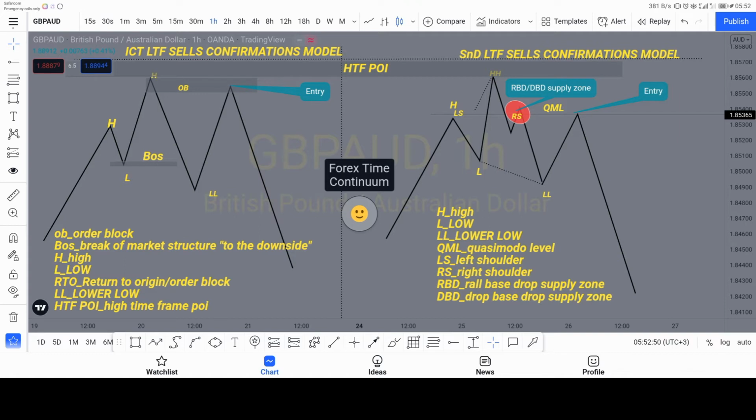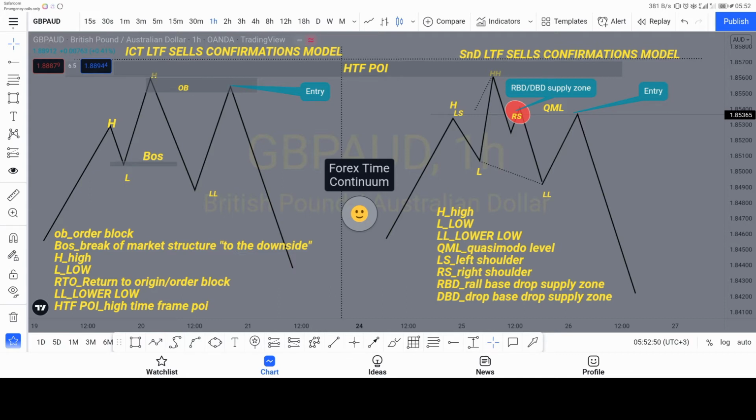Let's look at the SND, lower time frame sell confirmations model. This is my favorite. SND is my favorite, but it doesn't mean I don't trade the ICT. When an ICT is present, I trade an ICT model. When an SND is present, I trade an SND model. And remember, you have to have many confluences, at least 3. You can have these lower time frame confirmations. You add a divergence, those are 2. You can add a Fibonacci retracement tool, the 80 levels, 78 and above levels.